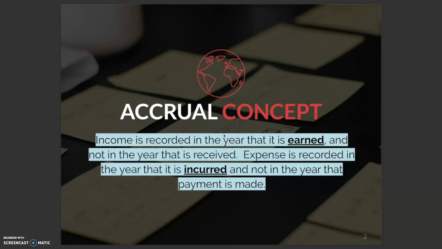All right. Similarly goes to expense. We are interested in the amount of expense incurred. That means the amount of expense that we use up. Okay, not interested in the amount that we have paid. We can pay more or less, doesn't matter. What matters is the amount of expense that we have used up. For example, salary or rent.